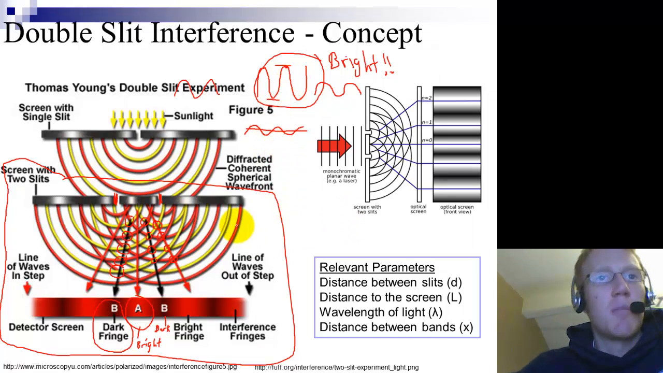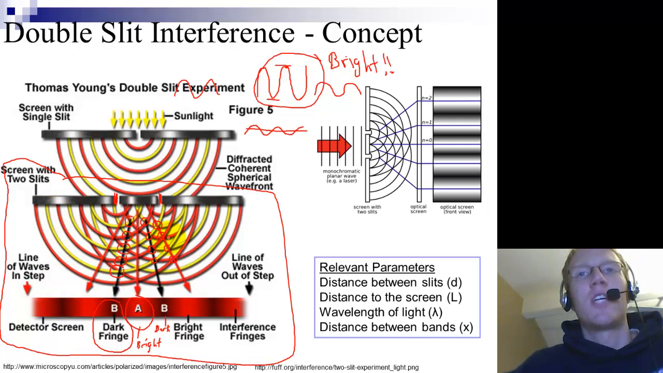So when you're doing this kind of experiment, if you want to calculate things like where do these bright and dark spots occur? What was the distance between these two slits? What wavelength is the light that's passing through? How far away is the screen? All those different parameters can be calculated. If you measure some, you can figure out the others.